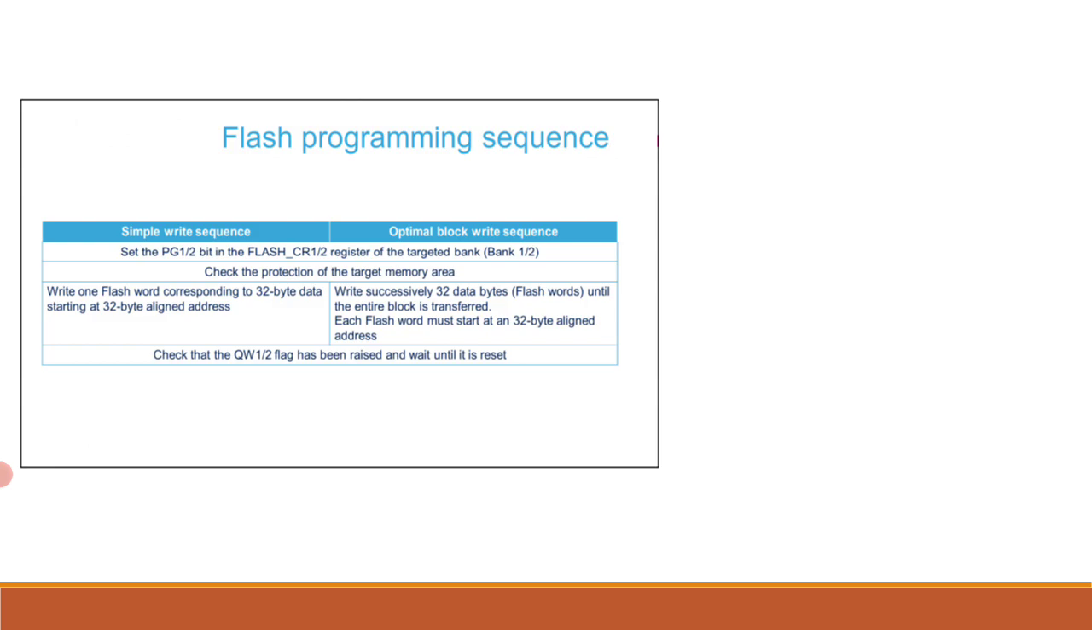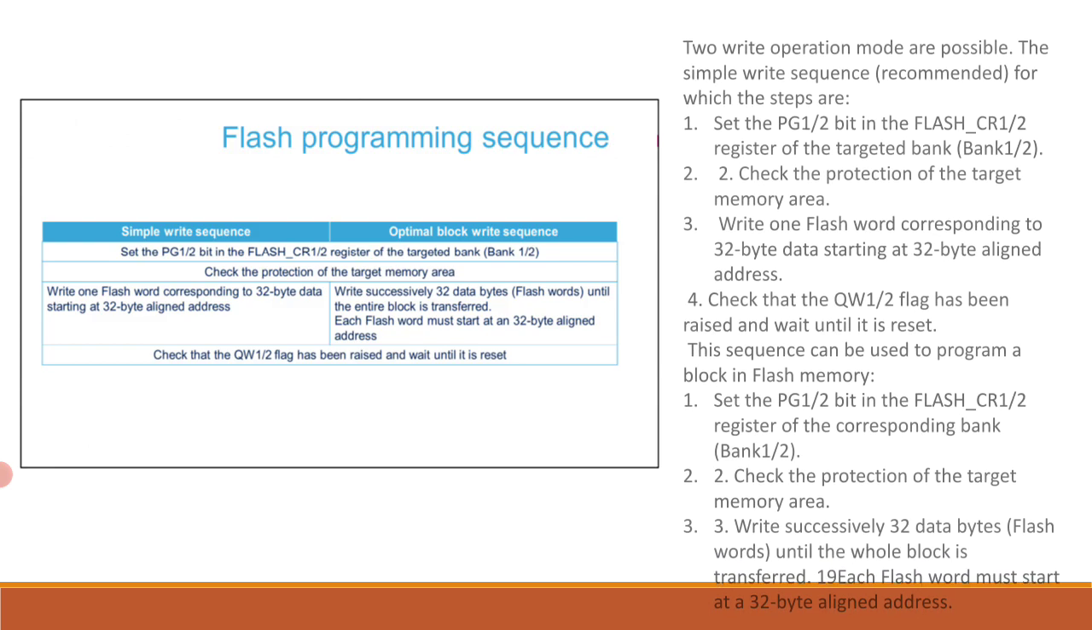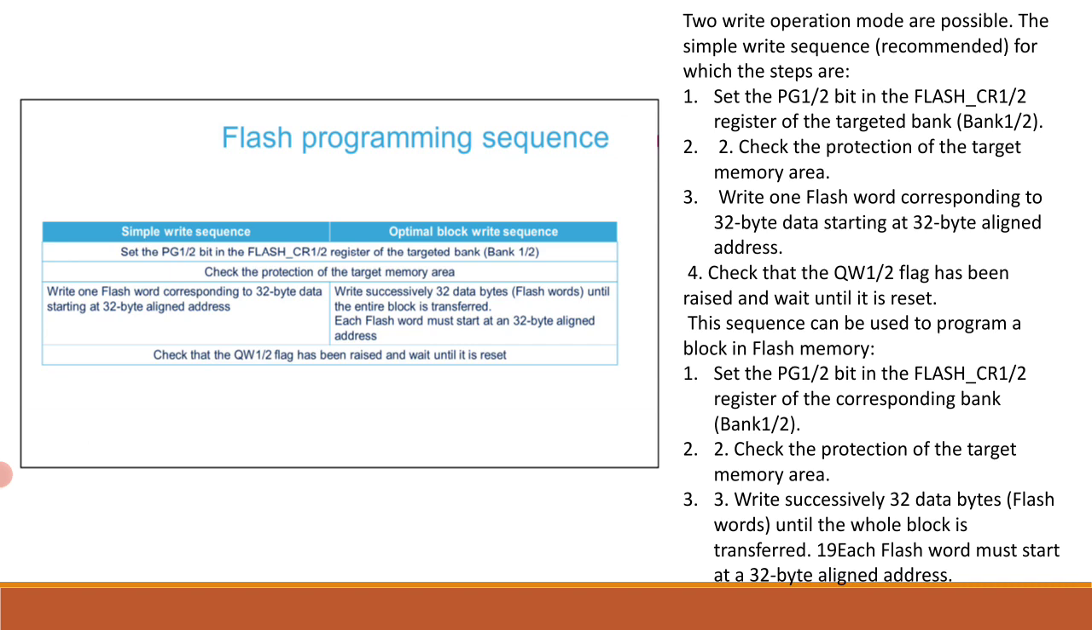Step 1 is to set the PG bit in FLASH_CR1 and check the protection of the target memory area. Write successively 32 data bytes until the whole block is transferred. Each flash word must start at a 32-byte aligned address. Then check the write status busy flags.